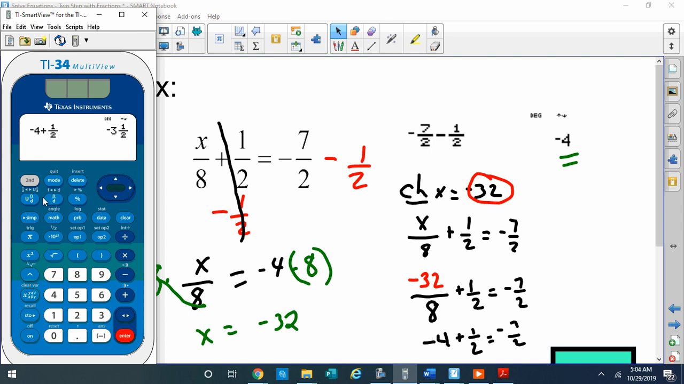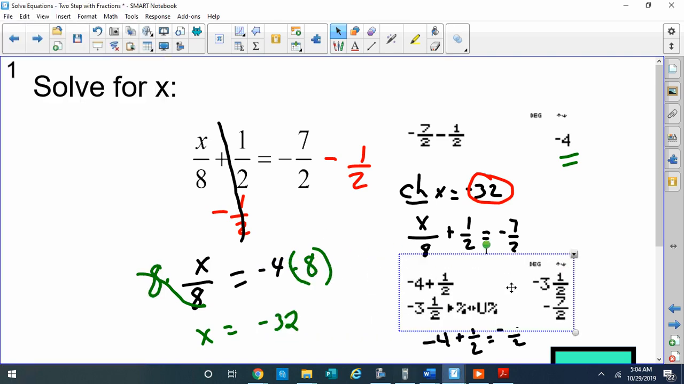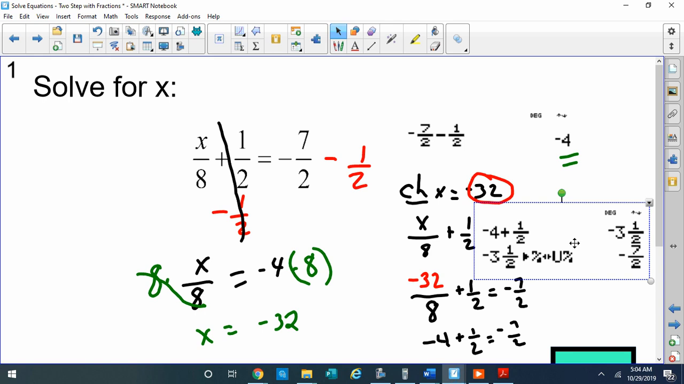So let's change that to an improper fraction. I think I have that button there somewhere. There it is. Second, mixed number fraction button. And there it is, negative 7 over 2. So it checks out in our answer. Negative 7 over 2. So our answer of x being negative 32 is correct. Nice job. So we checked it out, and it's correct.